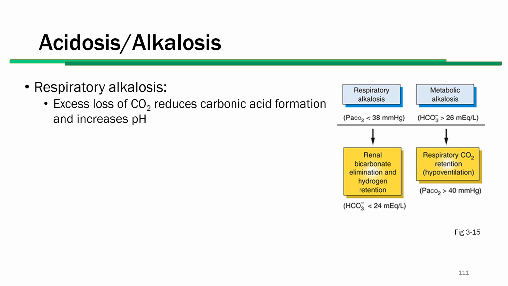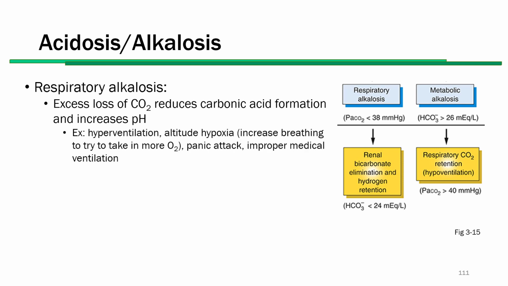Respiratory alkalosis occurs with an excess loss of carbon dioxide. With the excess loss of carbon dioxide, it reduces carbonic acid and increases the pH. So for example, hyperventilation, if too much carbon dioxide is lost. Altitude hypoxia. What happens with altitude hypoxia is people feel like they're not getting enough air, so they'll breathe more. Well, the thing is, they're not getting any more oxygen because they're at a high altitude, but they're losing carbon dioxide. So they're actually going to generate a respiratory alkalosis. Panic attack, improper medical ventilation can do those.